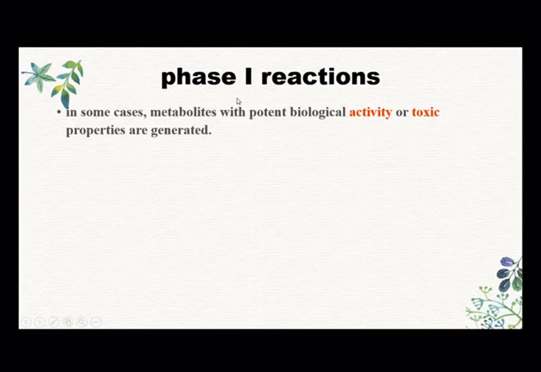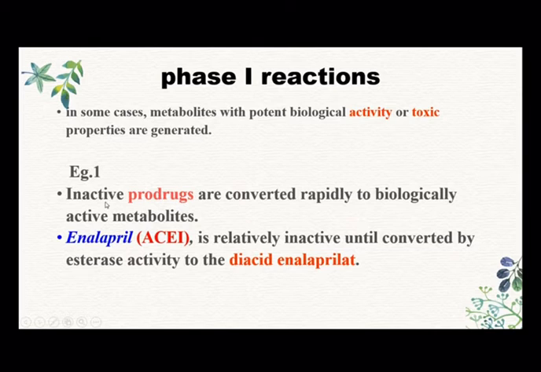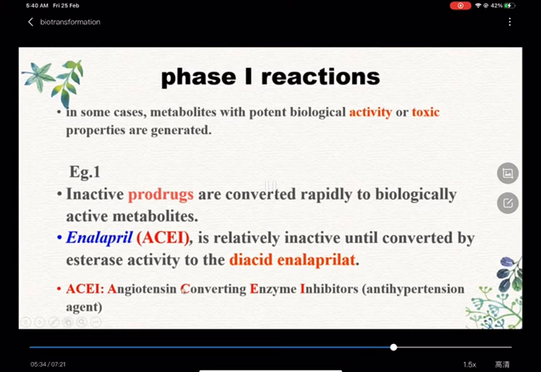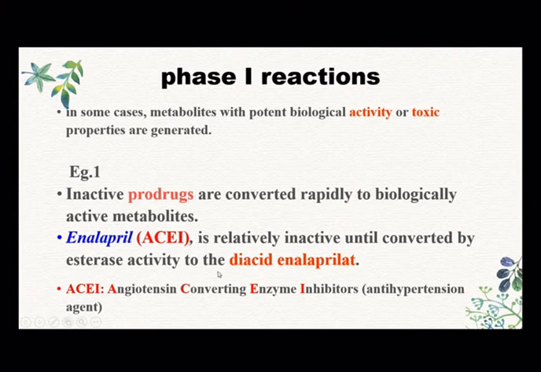Phase 1 reactions do not always make the drug inactive. In some cases, metabolites with potent biologic activity or toxic properties are generated. Example 1. Inactive products are converted rapidly to biologically active metabolites. Enalapril is an ACEI, angiotensin-converting enzyme inhibitor, one kind of antihypertensive agent. We will discuss it in a later chapter. It is relatively inactive until converted by esterase activity to the acid, enalaprilat.